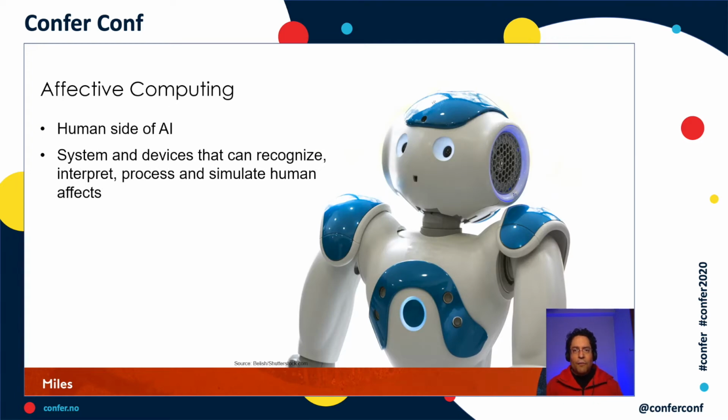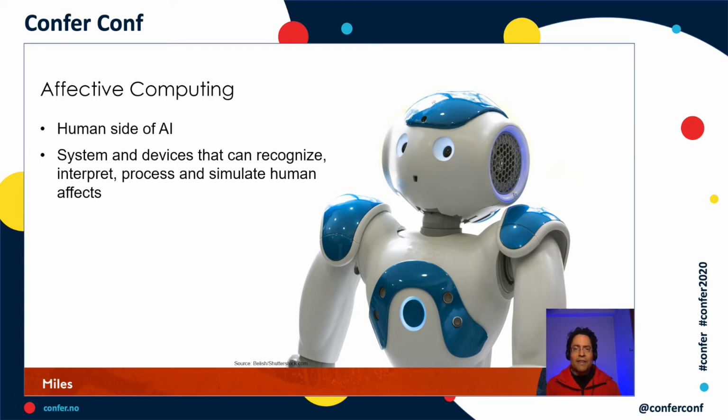But then affective computing, what is it? A short explanation is that it's the human side of artificial intelligence. But if you want a little bit longer definition, we can say that this is the study and development of systems and devices that can recognize, interpret, process and simulate human affects. And that is emotions. So basically it is how can we use emotions in order to have a better interaction with machines, but also a better interaction from human to human.